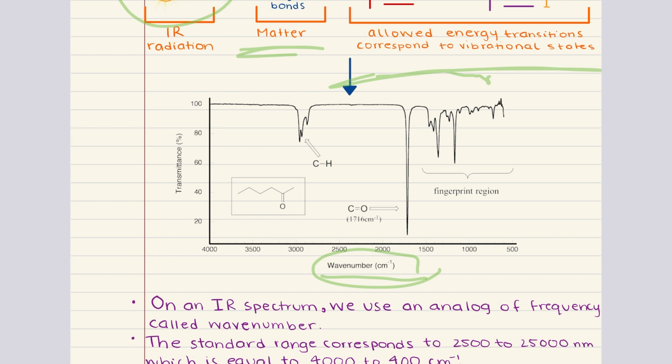Wave number is directly proportional to energy. So higher wave numbers correspond to higher energy vibrations. The standard IR region ranges from about 4,000 to 400 wave numbers. This range covers almost all useful vibrations for common organic functional groups.